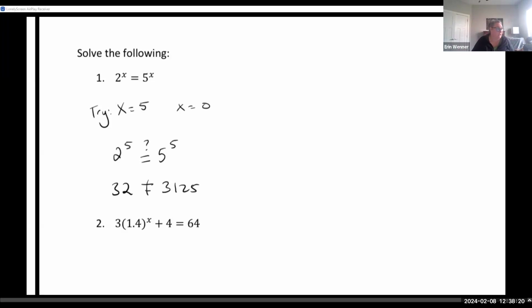If we put 0 in, 2 to the 0, and the question is, does that equal 5 to the 0, right? Well, 2 to the 0 is 1 because anything to the 0 power is 1. Here's our little reminder: anything to the 0 power equals 1. So 2 to the 0 is 1, and 5 to the 0 is also 1. So that is where it's a true statement, right?